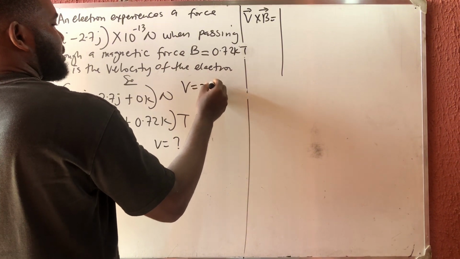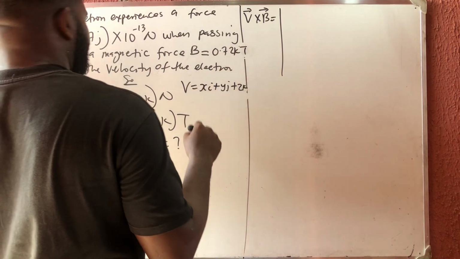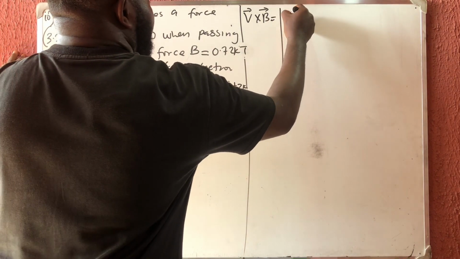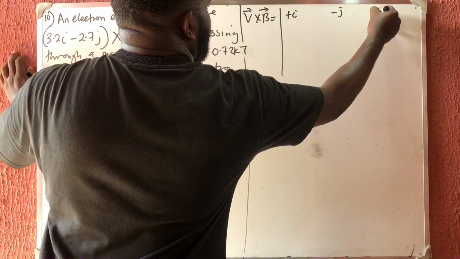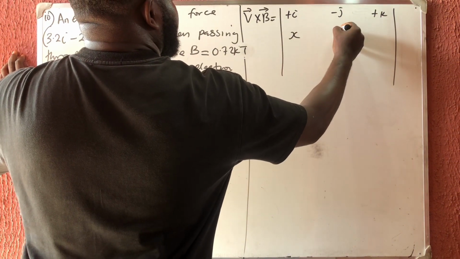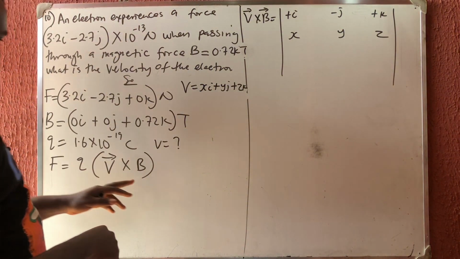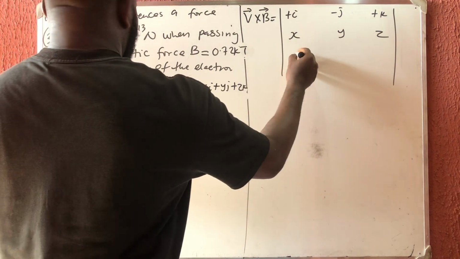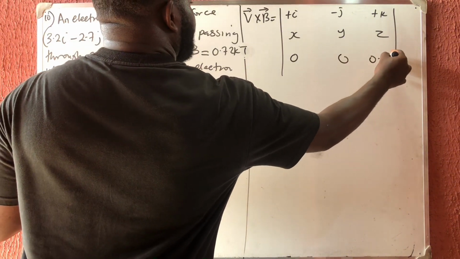So I have xi plus yj plus zk. So let me put it. So my V, I have plus i minus j, then plus k. Okay, then I have my x, y, z. Then I have my B. My B is 0, 0, and 0.72.